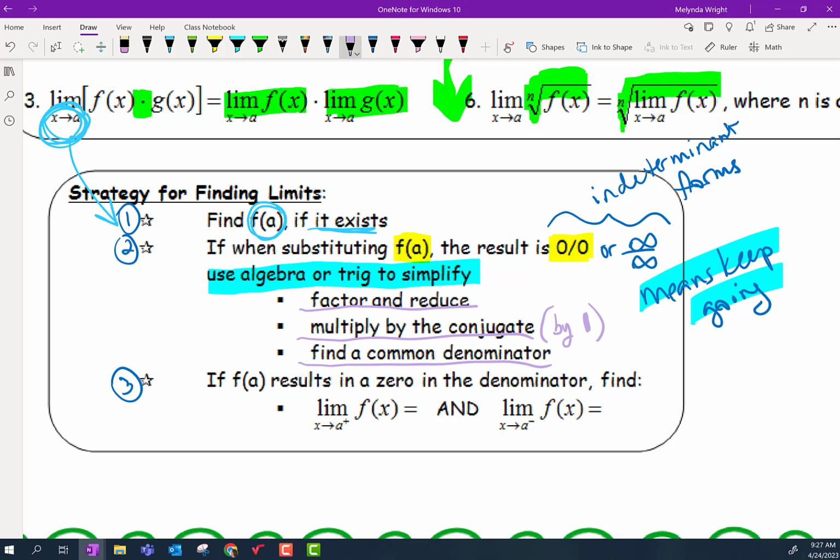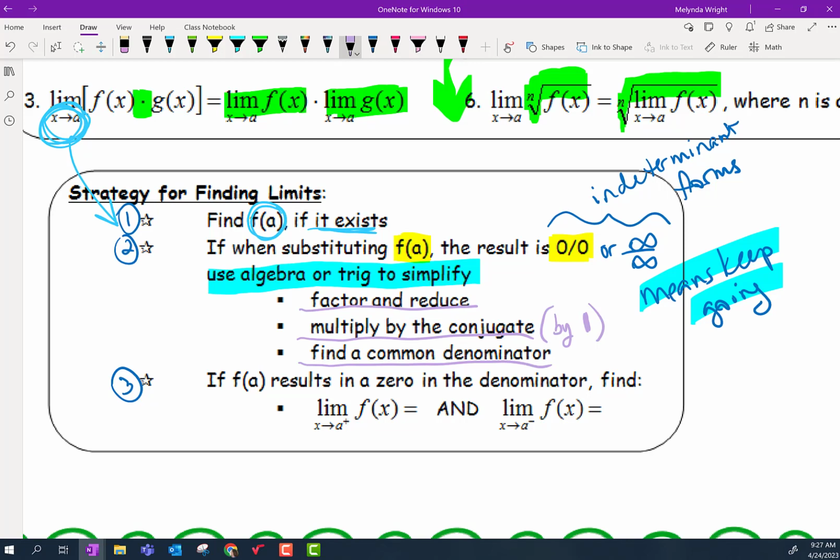So these are basically the top 3 things that you would encounter. Probably 80% of the time, it's going to be one of these 3 things that you would need to do to kind of dig in and find that limit.